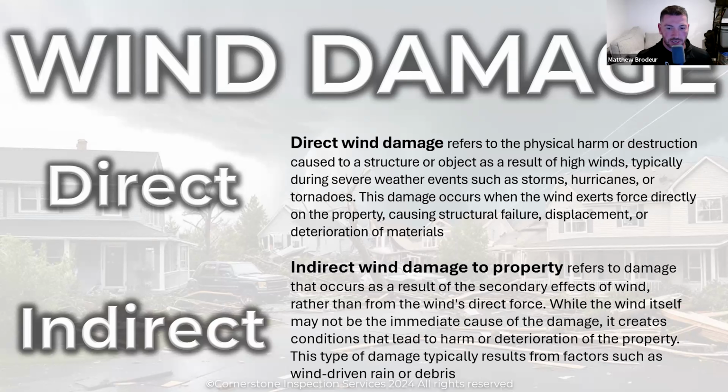The type of damage typically results from factors such as wind-driven rain or debris. Usually wind-driven debris is a better use of indirect wind, or usually indirect wind damage is referring to wind-borne debris, not so much wind-driven rain.